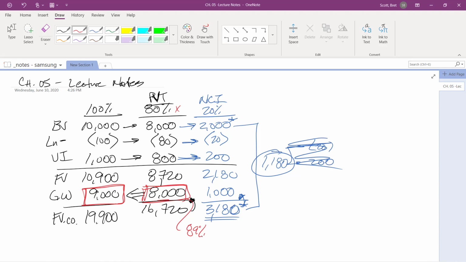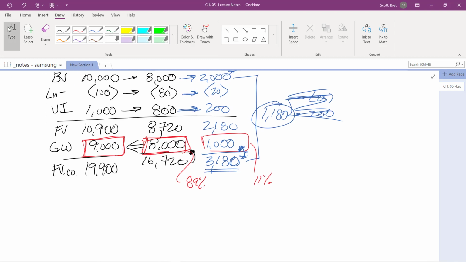Which means that the goodwill that we're allocating over to NCI is what? That's like the 11% in that case. So we're saying that's 11%. It's just something to be aware of as we go forward, that goodwill is not necessarily an objective 80-20 split. It's based off of what we pay for ours and what they value as theirs.